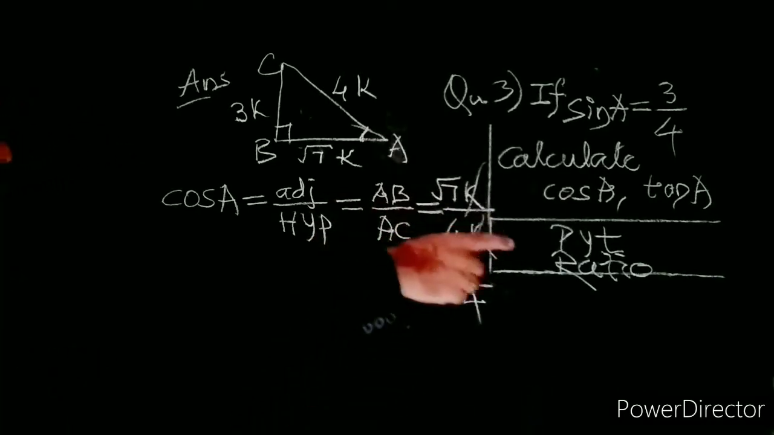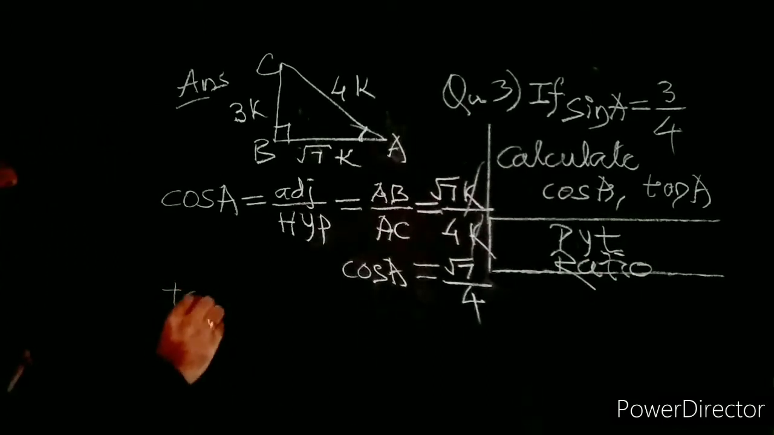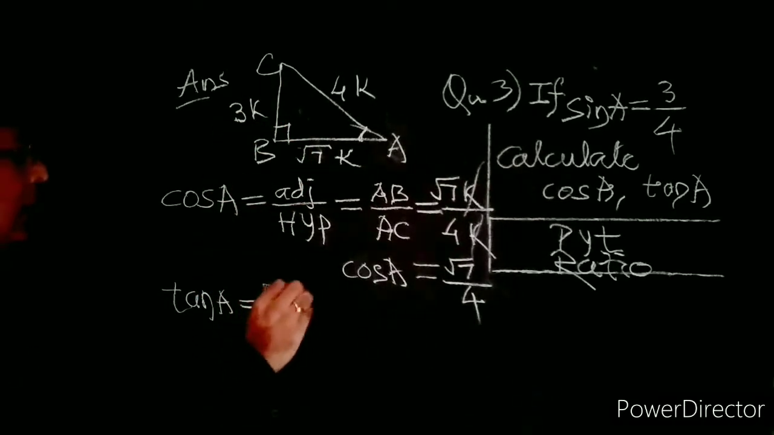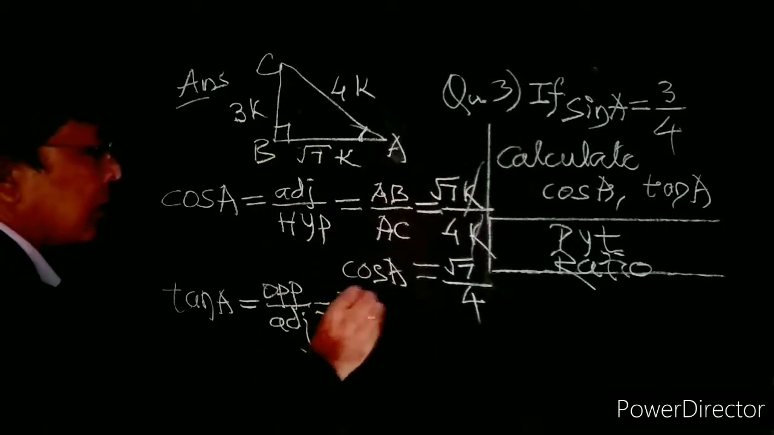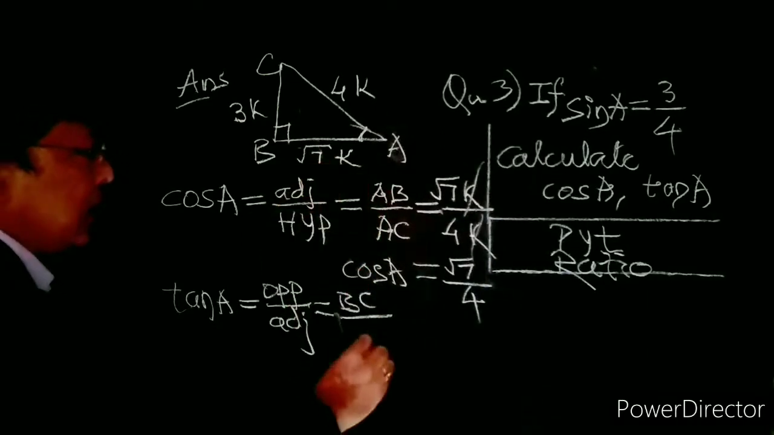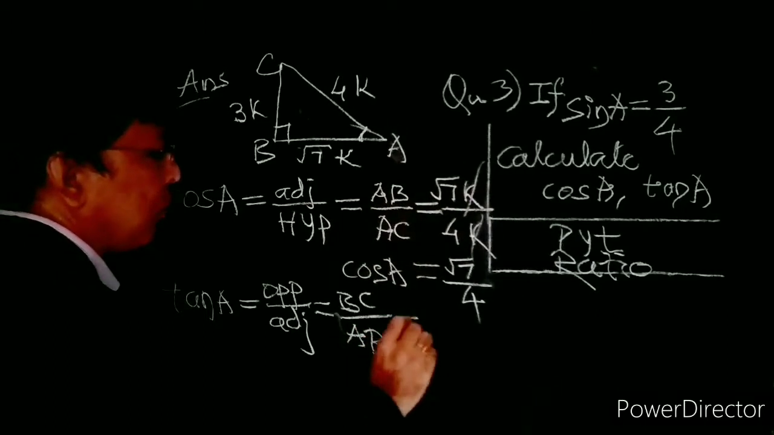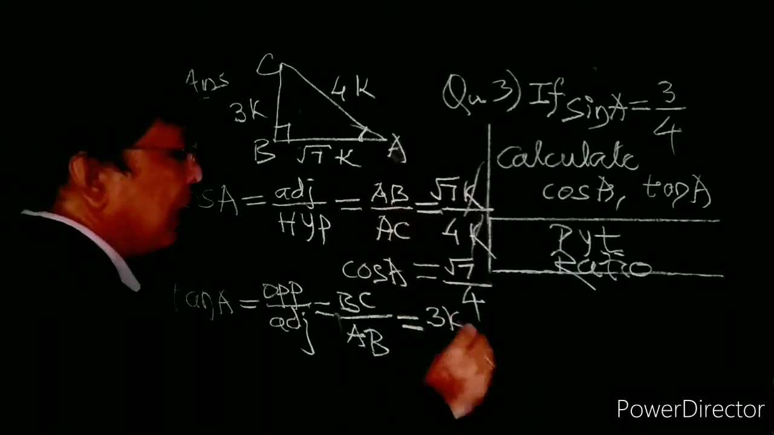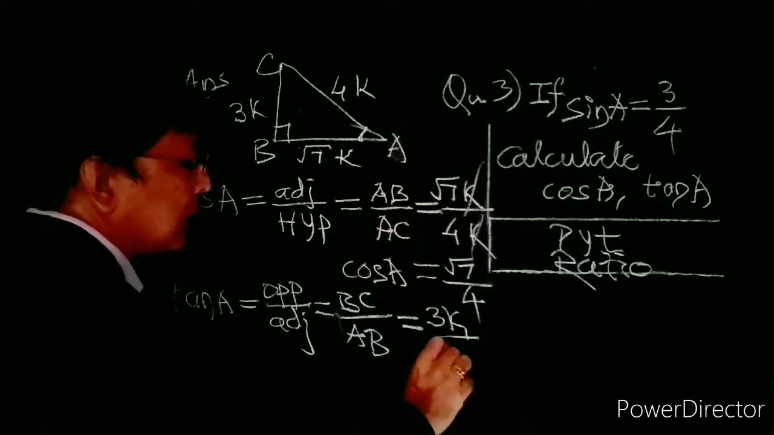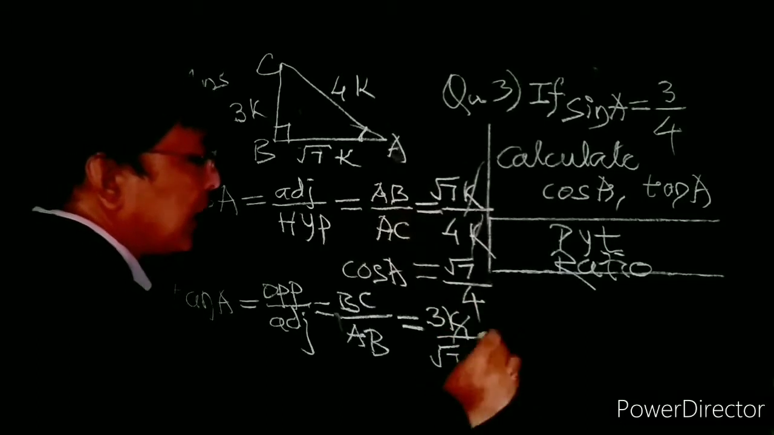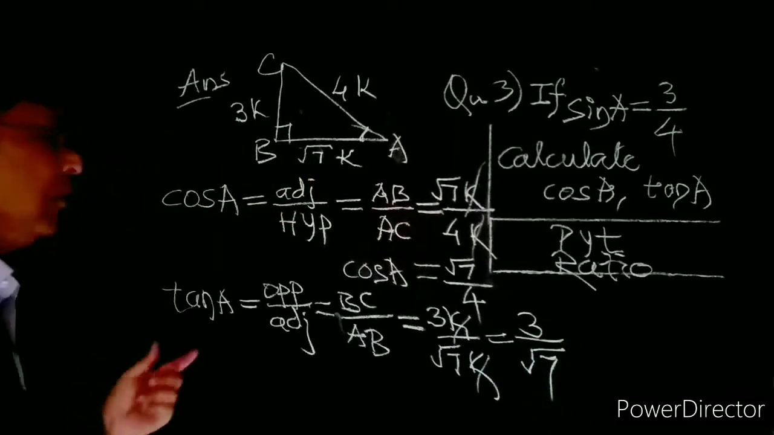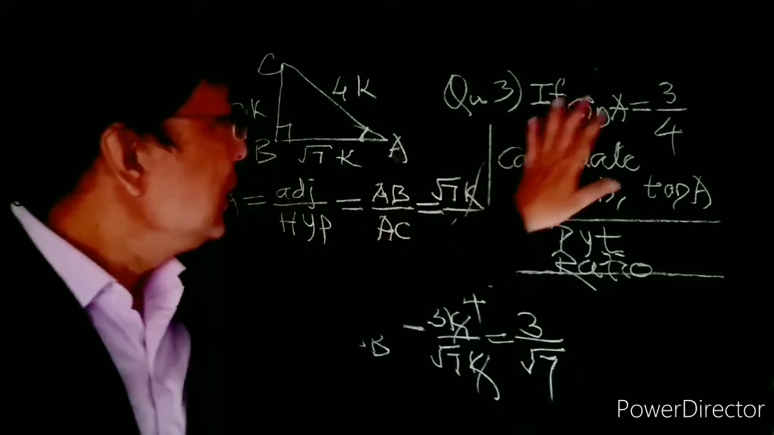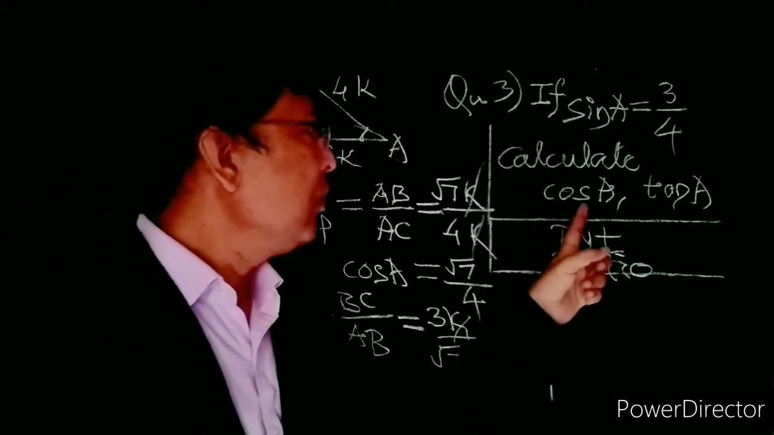Now let us find the value for tan A. Tan A equals opposite side upon adjacent side. Opposite side is BC and adjacent side is AB. Let us substitute BC as 3k and AB as root 7k. Again k gets cancelled, and we get 3 upon root 7 as the value for tan A. In this way, in this sum, we have found the value for cos A and tan A.